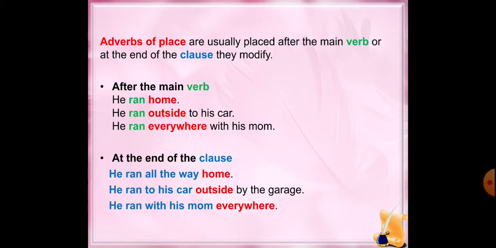After the main verb, he ran home, he ran outside to his car, he ran everywhere with his mom. At the end of the clause, he ran all the way home, he ran to his car outside by the garage, he ran with his mom everywhere.